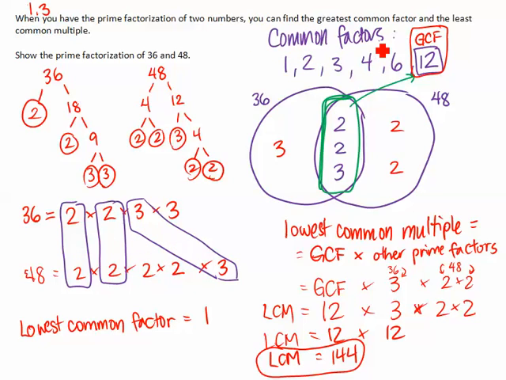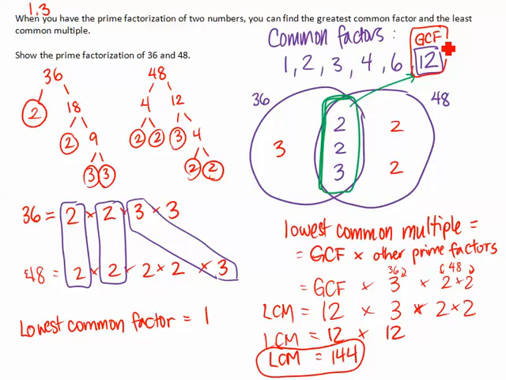When you multiply all of the common factors, so the shared 2 and the shared 3, I get the greatest common factor, which is 12. I can check that 12 could be the greatest common factor because it is smaller than both of my original numbers. And it goes into 36 3 times, and it goes into 48 4 times.